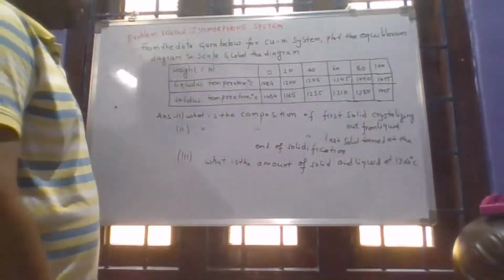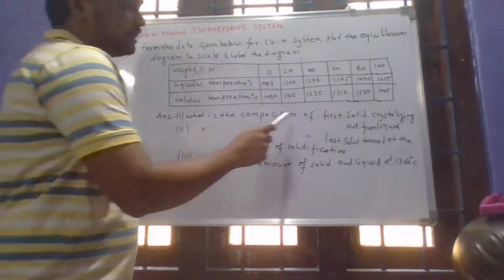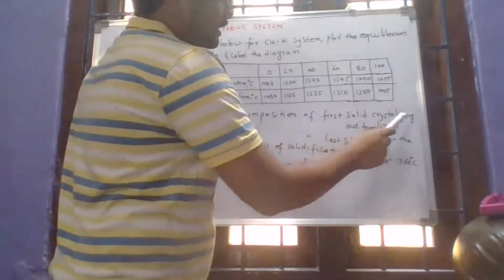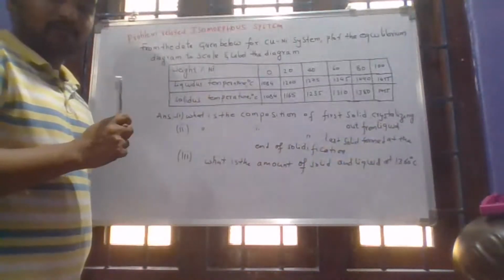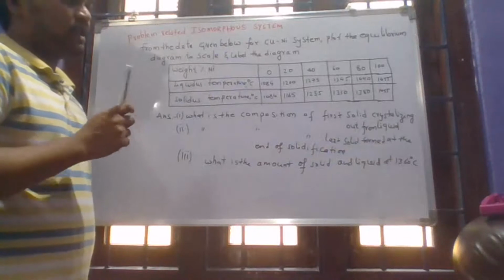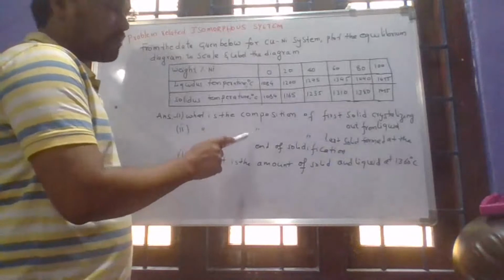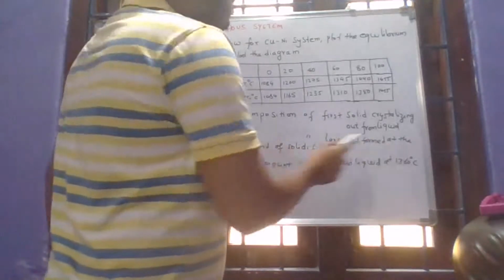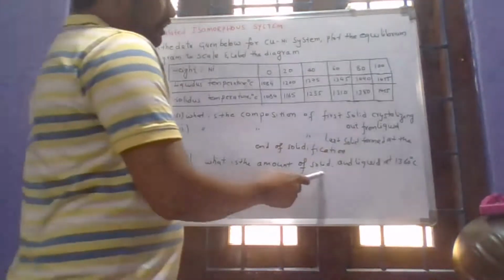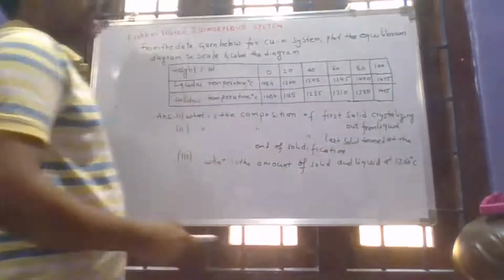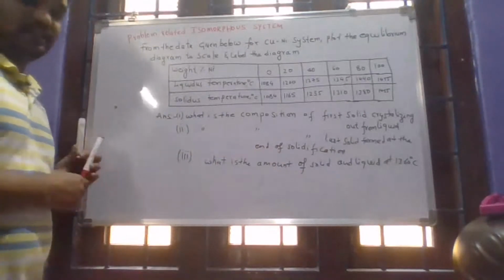Now from the given data, what do we have to answer? First one is, what is the composition of the first solid crystallizing out from the liquid? Second question is, what is the composition of the last solid formed at the end of solidification? Then third one, what is the amount of solid and liquid at 1360 degrees centigrade? So this is the problem.